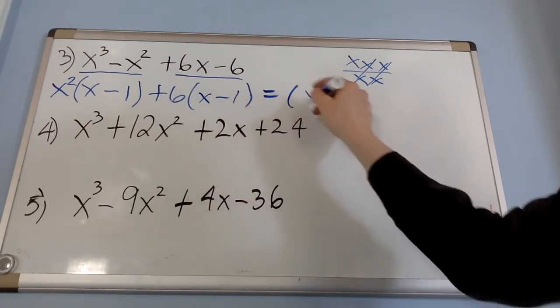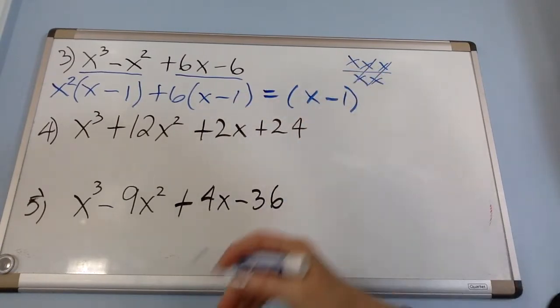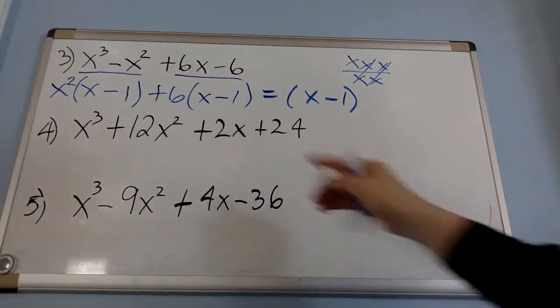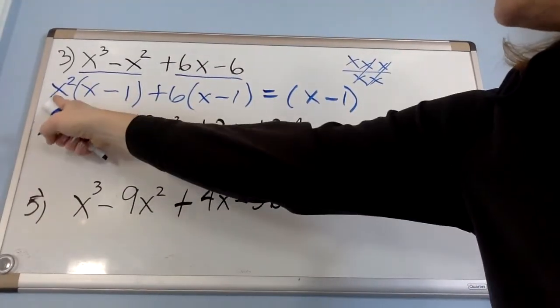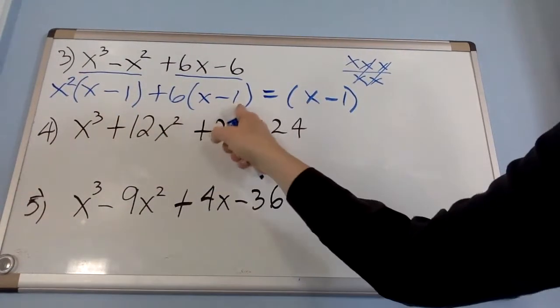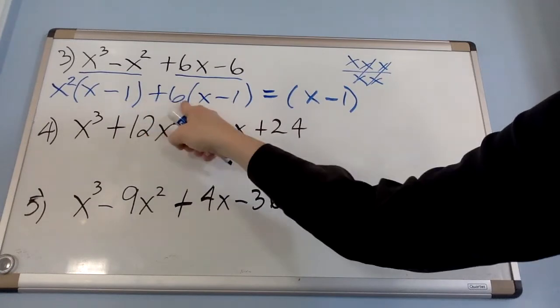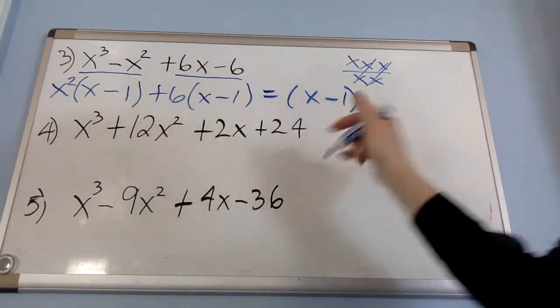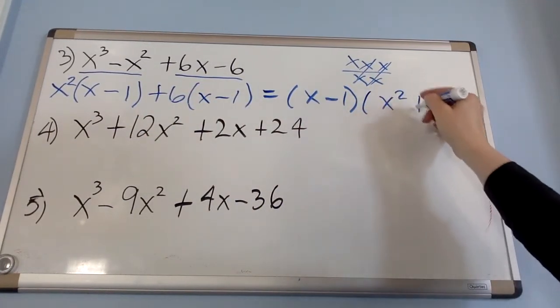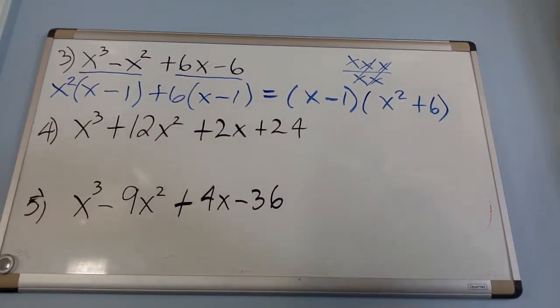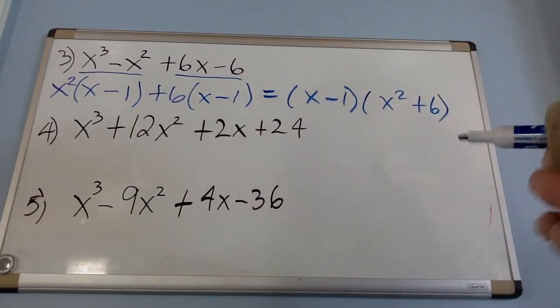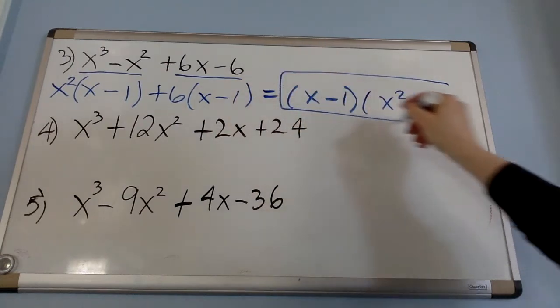So I'm going to write that first. X minus 1. And x minus 1 is getting multiplied by x squared, and then x minus 1 is getting multiplied by 6, positive 6. So x squared plus 6 goes in the next set of parentheses. And that's that expression factored. So that's my answer to number 3.